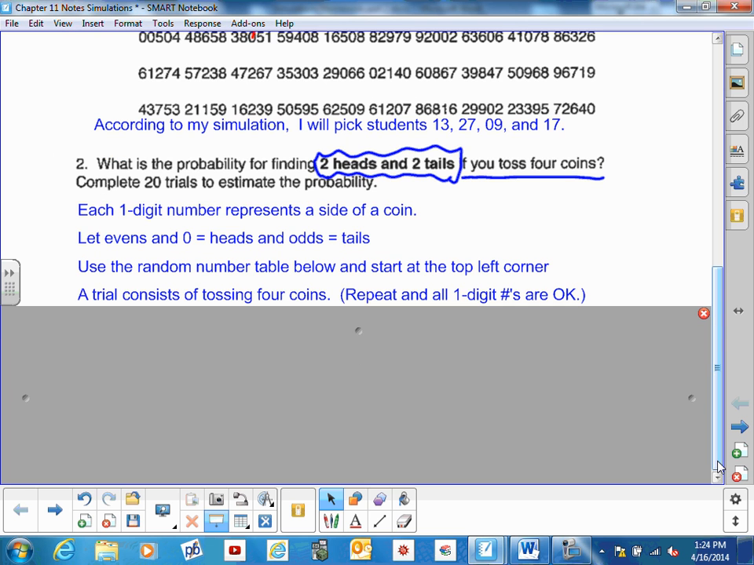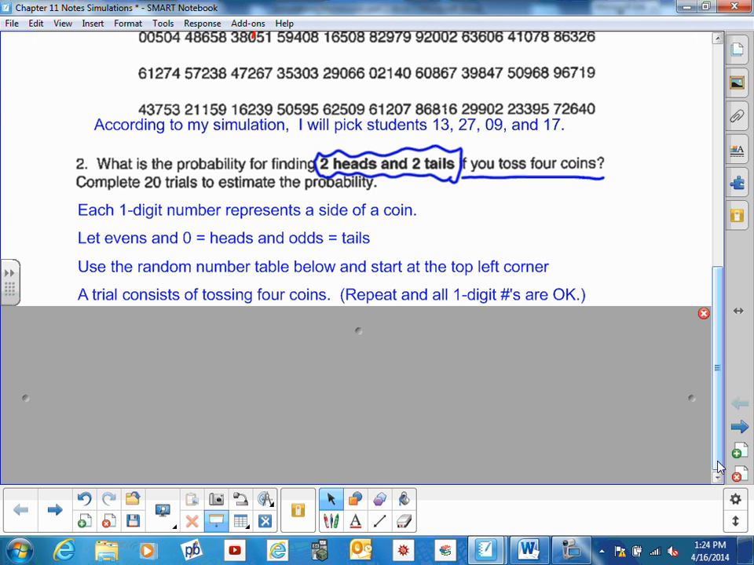Now, some people could have decided to let a 0 equal a heads and a 1 equal a tails. And then what are you going to have to say? Ignore 2 through 9. Somebody could design this problem that way. But we did not. We did evens and odds, so all of our digits are okay to use.